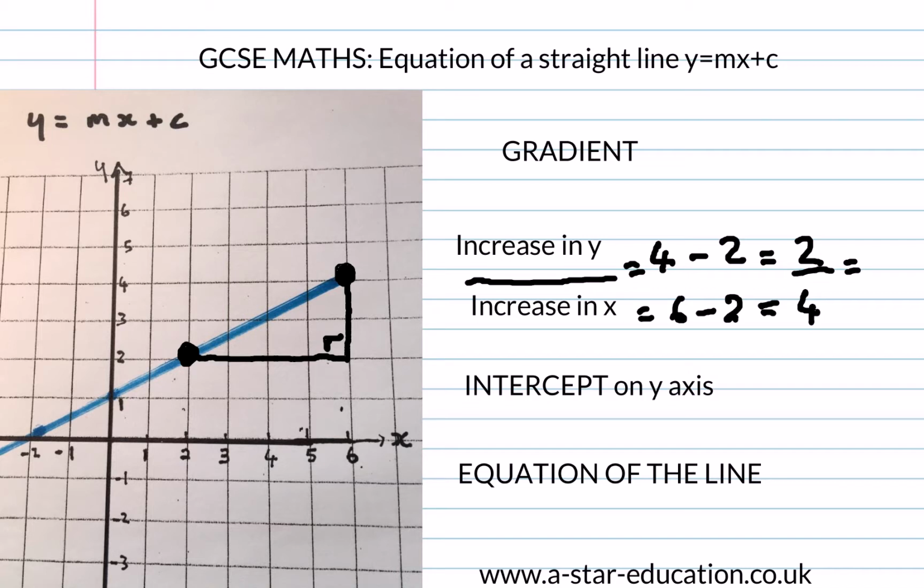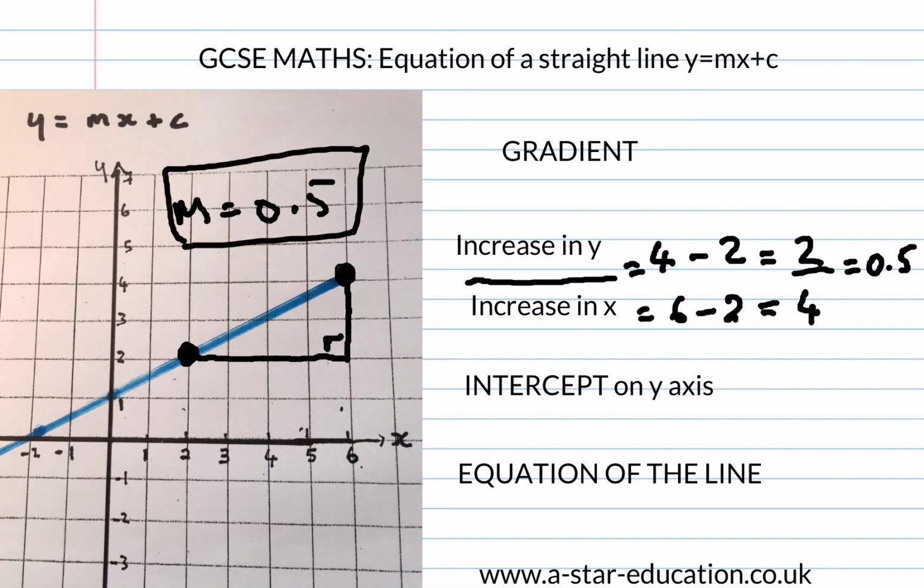So we're nearly done. We then just do the division. 2 divided by 4 is 0.5. So this is our m value. This is the gradient of the line. We can even write this on the graph here. So m is equal to 0.5. We've got the value of m, increase in y over the increase in x, and it's 0.5.